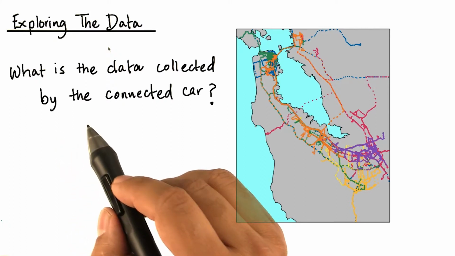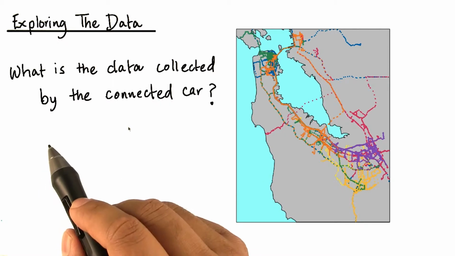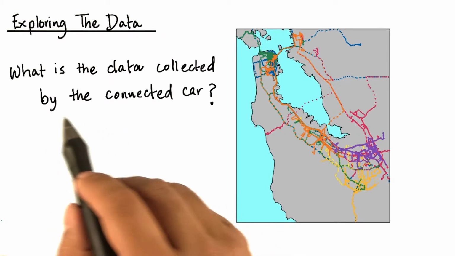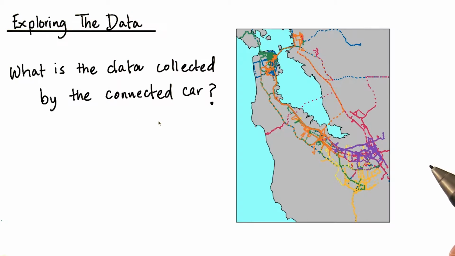Before we can identify the cars in the connected cars data, let's start with the question. What is the data collected by the connected car? To answer this question, we will take a look at some aspects of the data. As in the previous examples, we will be using the IPython notebook.